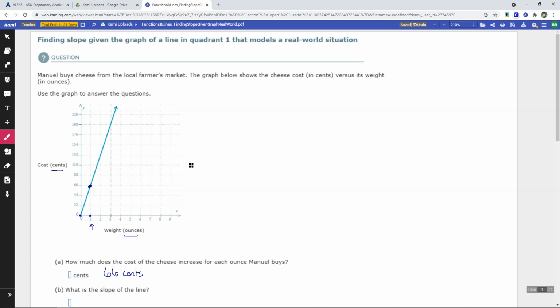What is the slope of the line? Well, remember, slope is rise over run. So when we rise from 0 to 66 cents, our rise is therefore 66. We then run, we go to the right, 1. So our rise over run is 66 over 1. Therefore, our slope is 66.